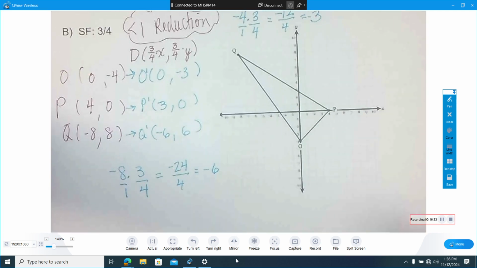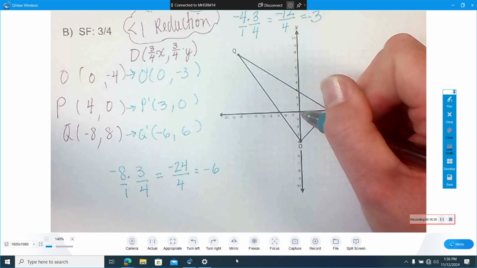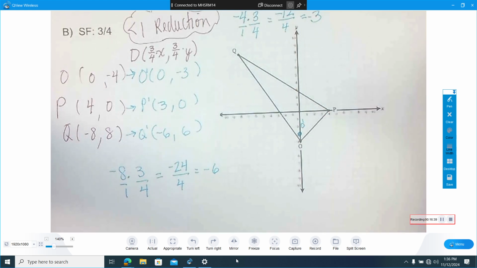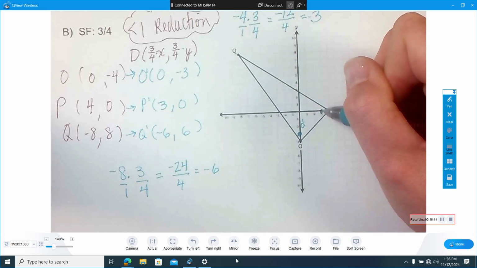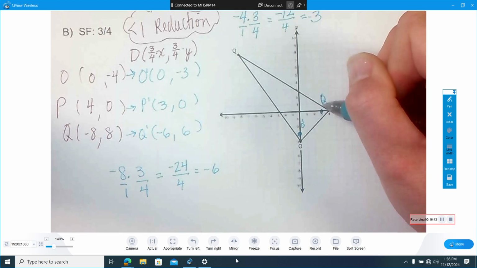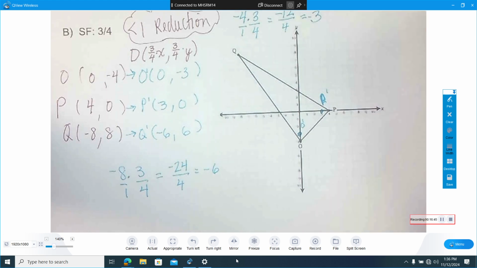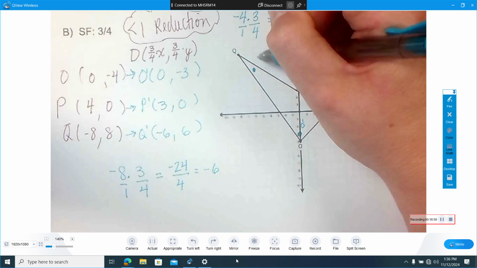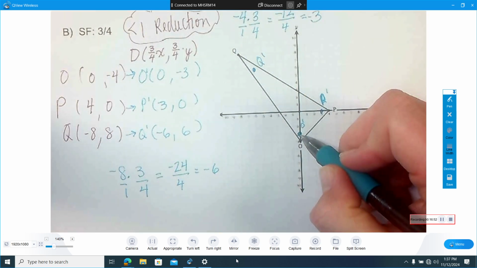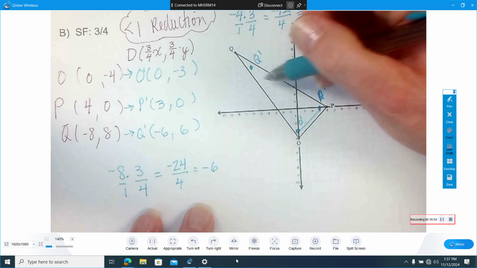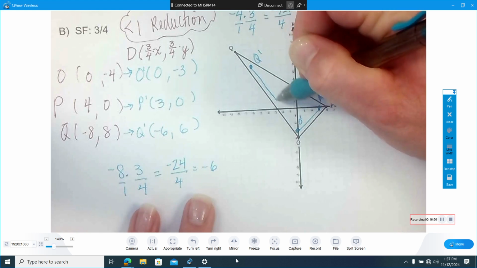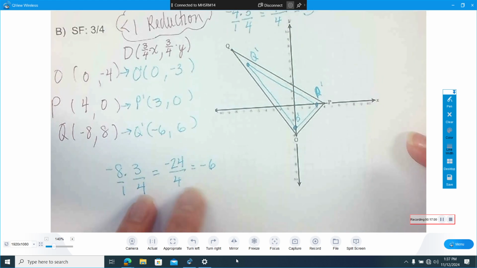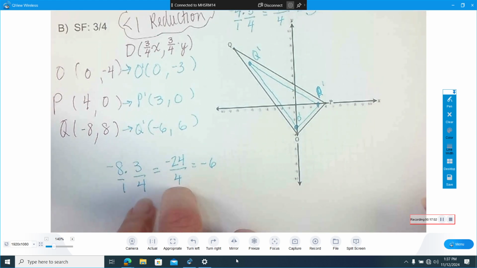All right, so this is a reduction, just a little bit. So 0, negative 3, that's O prime. 3, 0 is P prime. And negative 6, 6, Q prime. Which is kind of cool. This could be like a cool superhero emblem. I think it looks cool. What is that? Triangle man?